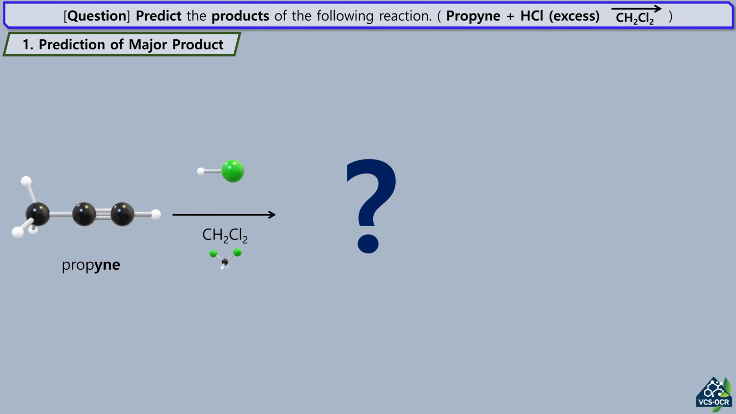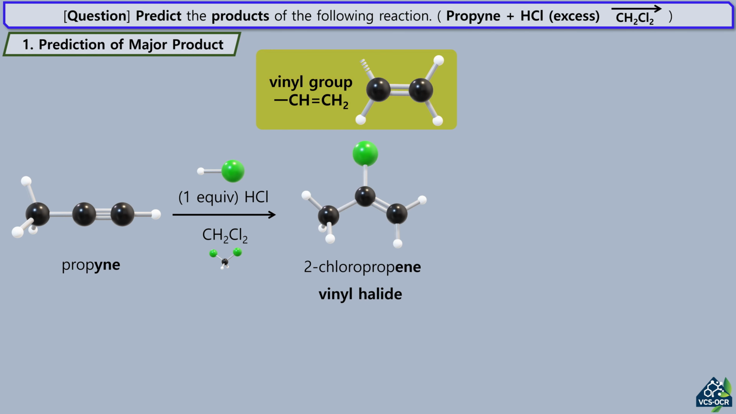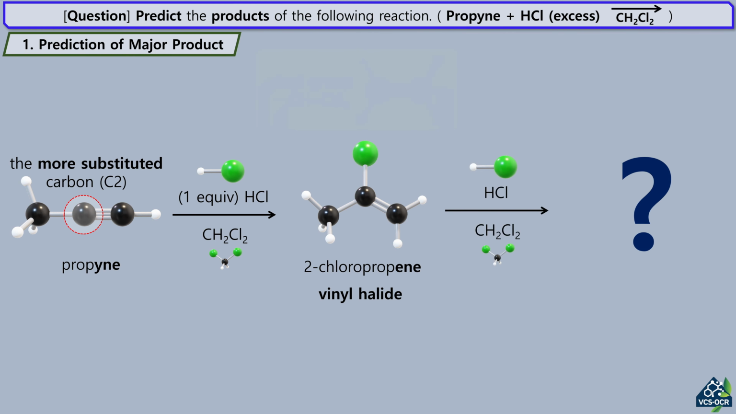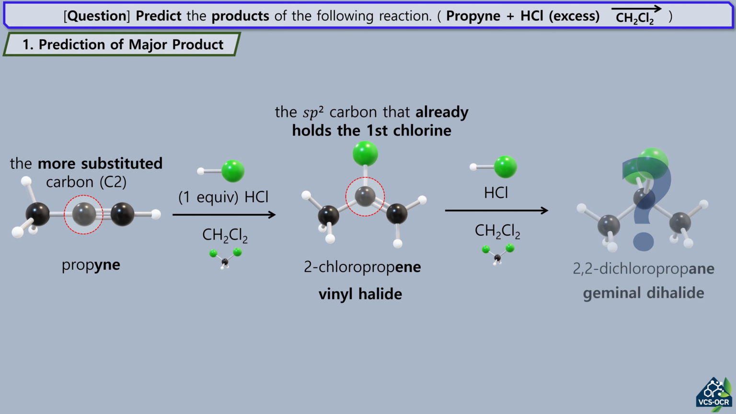Starting with propyne and one equivalent of HCl, we expect the first addition to yield a vinyl chloride. Following the Markovnikov rule, the chlorine atom will attach to the more substituted carbon, C2. This forms 2-chloropropene. When a second equivalent of HCl is added, the addition repeats. Again, the chlorine atom adds to the sp2 carbon that already holds the first chlorine. The final product is 2,2-dichloropropane, a geminal dihalide.